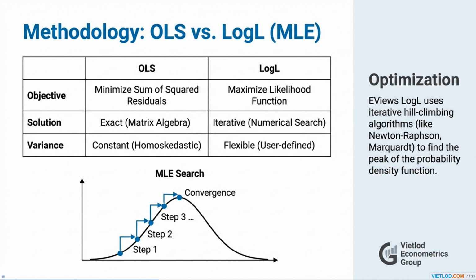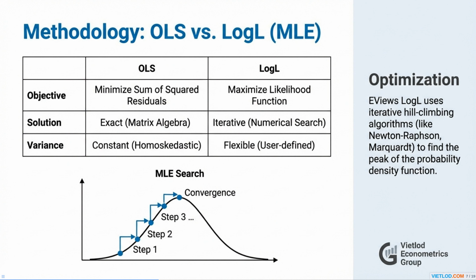The objective is different. OLS aims to minimize the sum of squared residuals, whereas MLE aims to maximize the likelihood function. The solution method also differs. OLS has an exact, analytical solution found through matrix algebra. MLE, on the other hand, requires an iterative, numerical search to find the solution. Finally, assumptions about variance are distinct. OLS assumes constant, homoscedastic variance. With the LogL object, the variance structure is flexible and can be defined by the user.